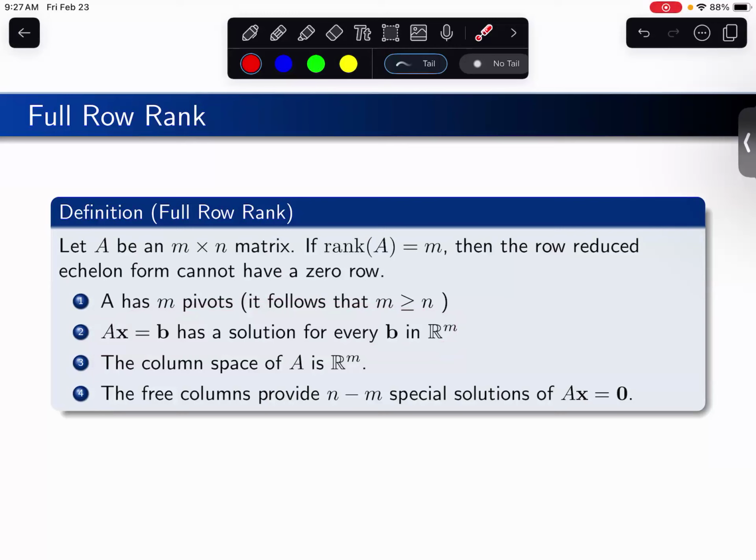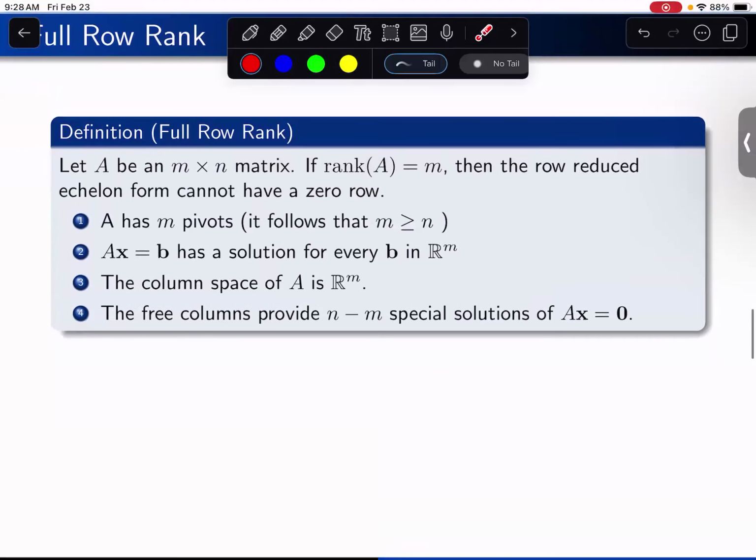Because there's m pivots, it means the column space of A is going to be R^m. It's going to be a linear combination of m vectors, just from the definition of the column space, it's the span of the pivot columns. And then the number of free columns you have is going to be the difference between the number of columns you have and the number of rows you have in this situation. So the free columns provide n minus m special solutions of Ax = 0. So this is saying we have n minus m free variables. Okay, so this is an important thing to remember for this class. And of course, there's also going to be this notion of a full column rank as well.